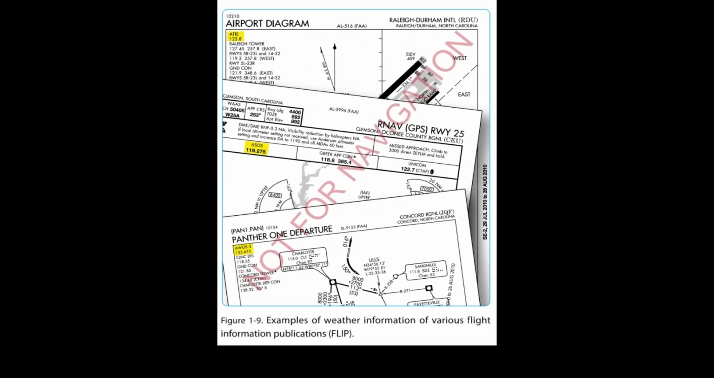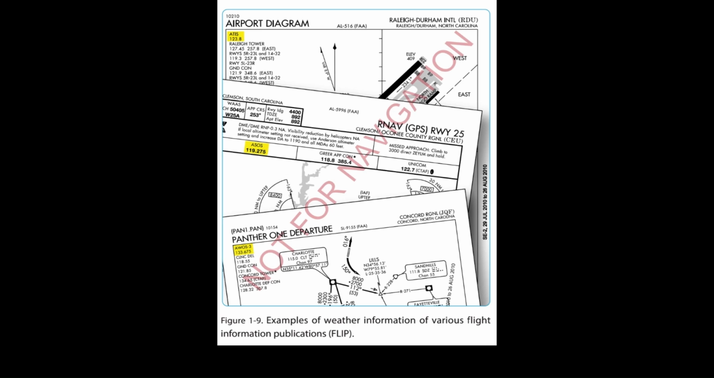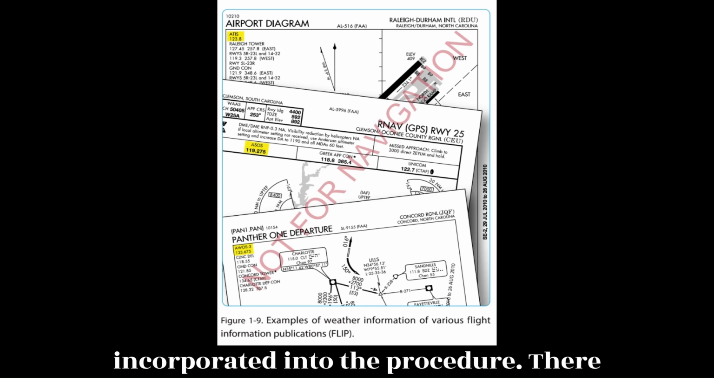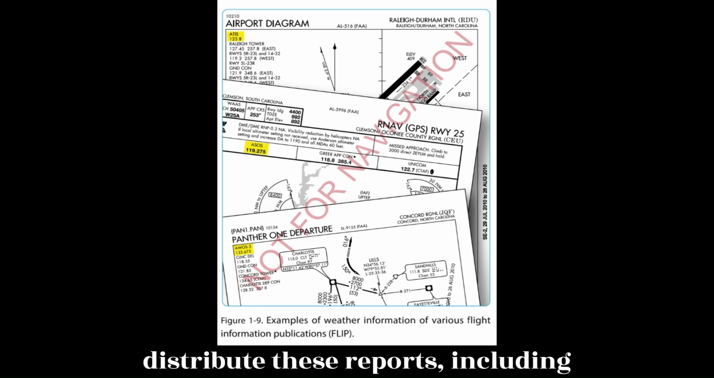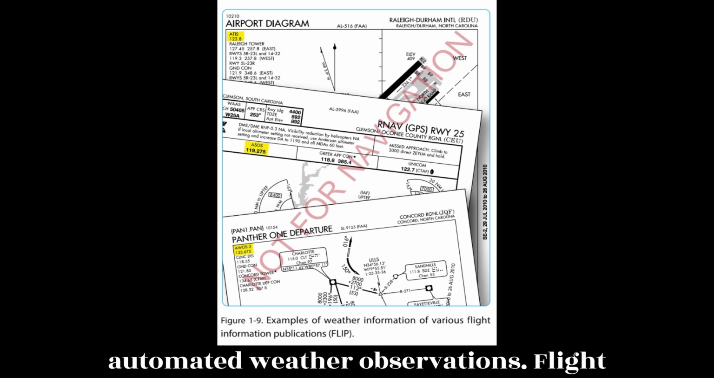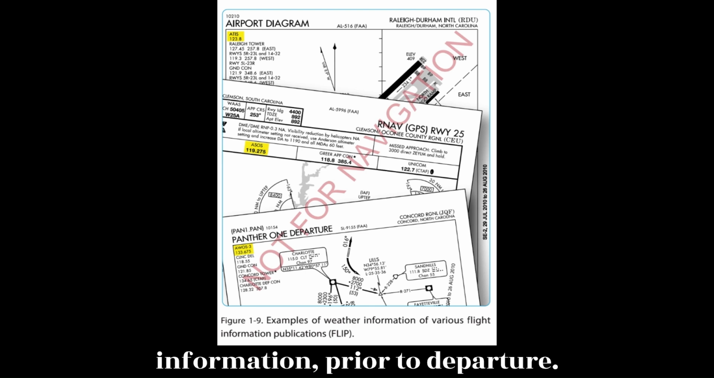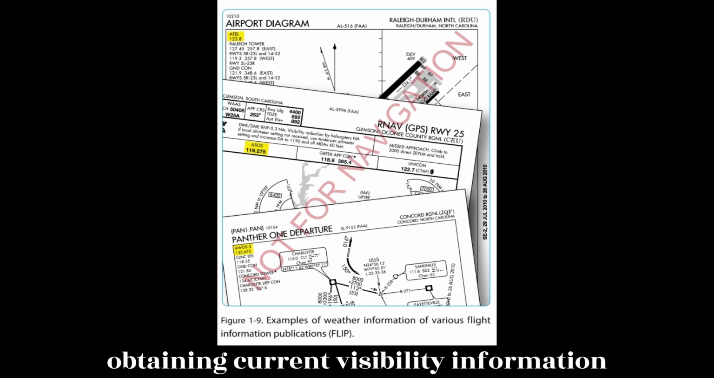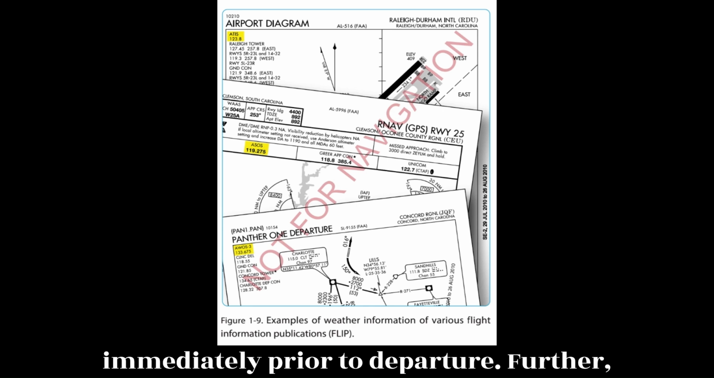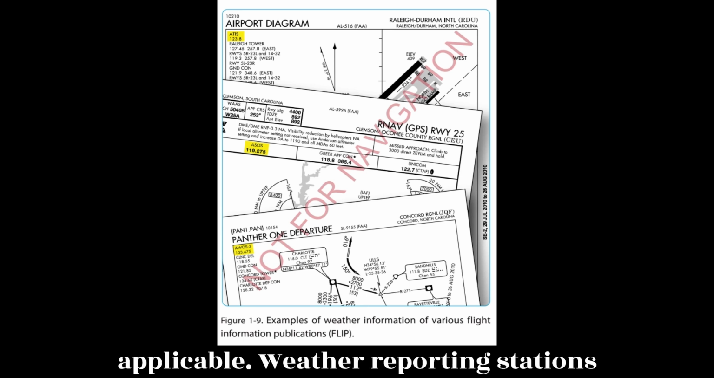Ceiling and visibility requirements. All takeoffs and departures have visibility minimums. Some may have minimum ceiling requirements incorporated into the procedure. There are a number of methods to report visibility and a variety of ways to distribute these reports, including automated weather observations. Flight crews should always check the weather, including ceiling and visibility information, prior to departure. Never launch an IFR flight without obtaining current visibility information immediately prior to departure. Further, when ceiling and visibility minimums are specified for IFR departure, both are applicable.